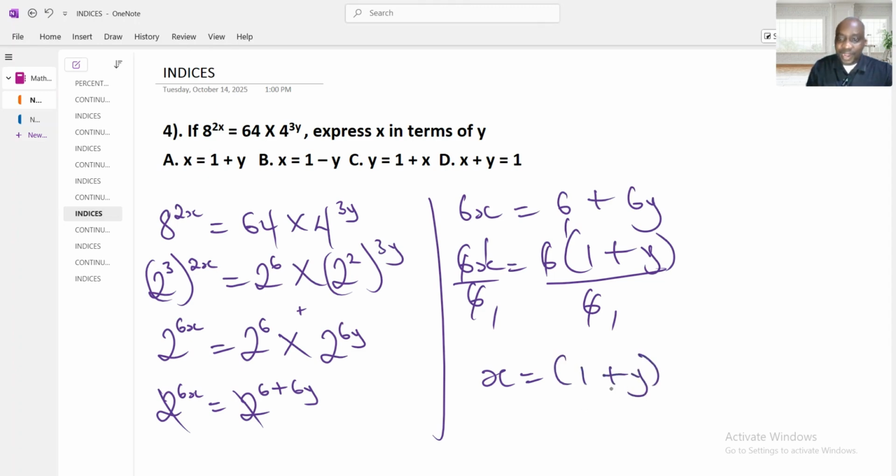That's our final answer, because the question says express in terms of y. The question did not give us y. Our final answer is 1 plus y. Do we have that? Yes, option A is our correct answer. A.